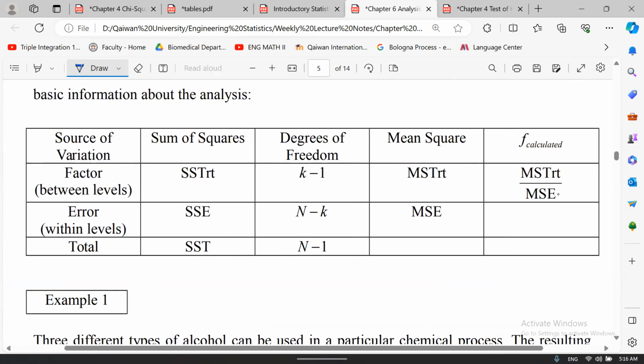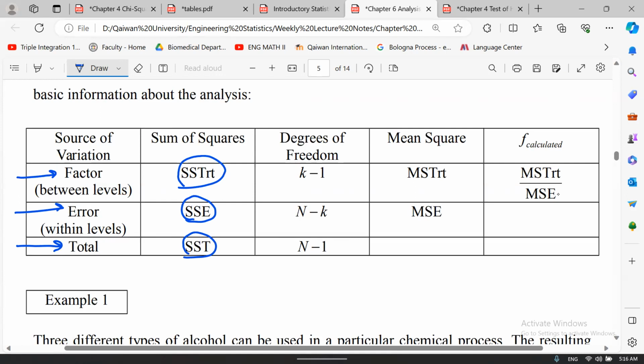Okay? Make this table. Here, just write down factor here. Write down error here. And write down total here. Write down the value of SSTRT here, SSE here, and SST here.